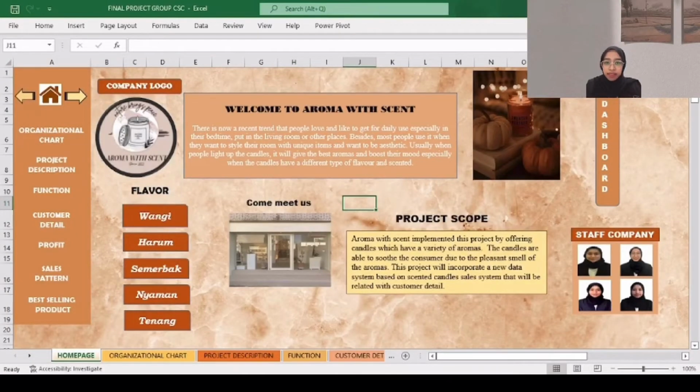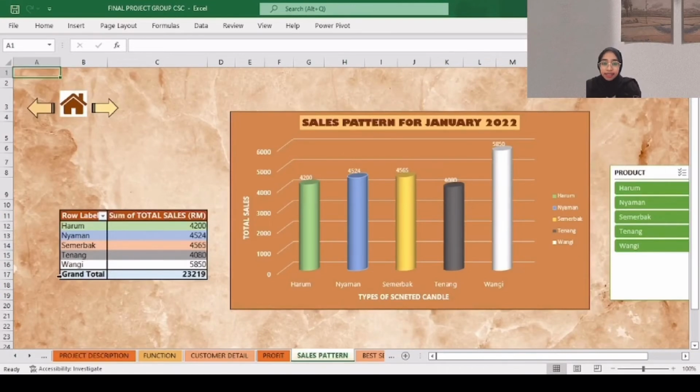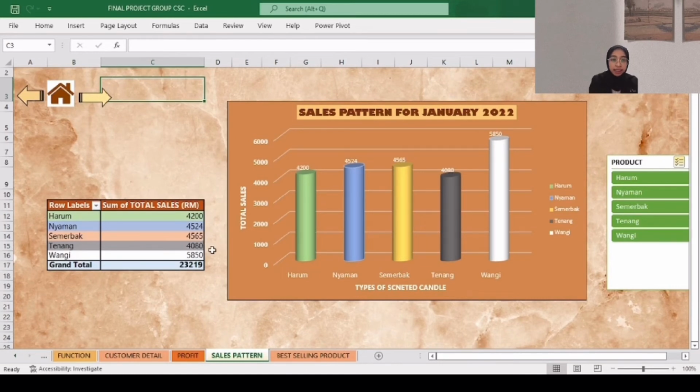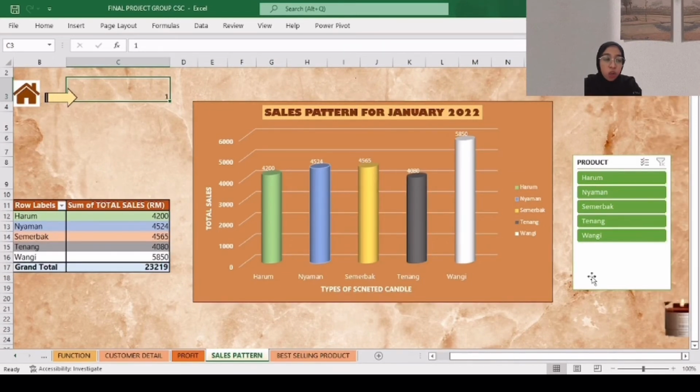Okay, now I will talk about sales pattern. So from the pivot table, we can see which product has the highest and lowest sales in the month of January 2022. As you can see, the product that has the highest sales this month is Wangi, which has reached sales of 5,850 ringgit, while the product that has the lowest sales is Tenang, which is 4,080. With the slicer, you can check the product sales of the month.